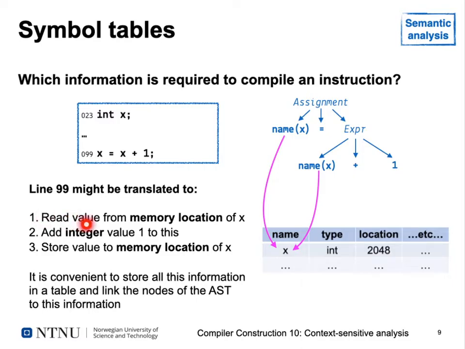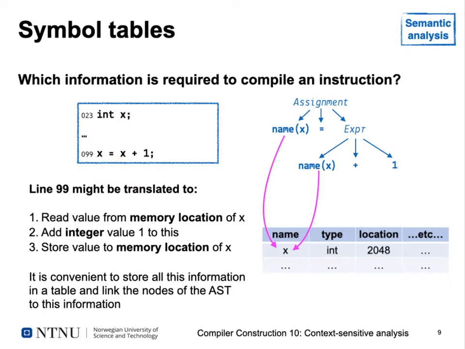So how could we actually translate this line? Well, first we have to read a value from the memory location of x. This is our reference to x here, where we read its value. Then we have to emit code to add an integer with the value of 1 to this intermediate result. So we have the result of our right-hand side expression here. And finally we need to implement this assignment. This assignment means we need to store the result of our right-hand side expression into memory at the location of whatever is on the left-hand side. So this is x again. So we need to store the value of x plus 1 to our memory location where x is actually stored.